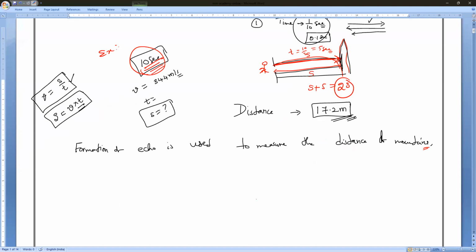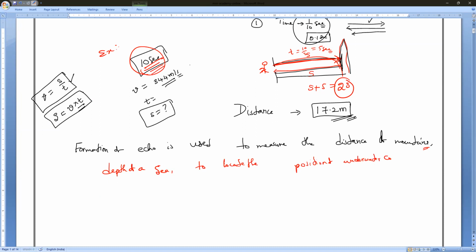Next, the depth of a sea. To locate the position of underwater rocks. Sir, is it constant that the velocity is 344 meters per second underwater? That velocity we will come to know. At what velocity, they will give you. Do you understand? At what velocity?